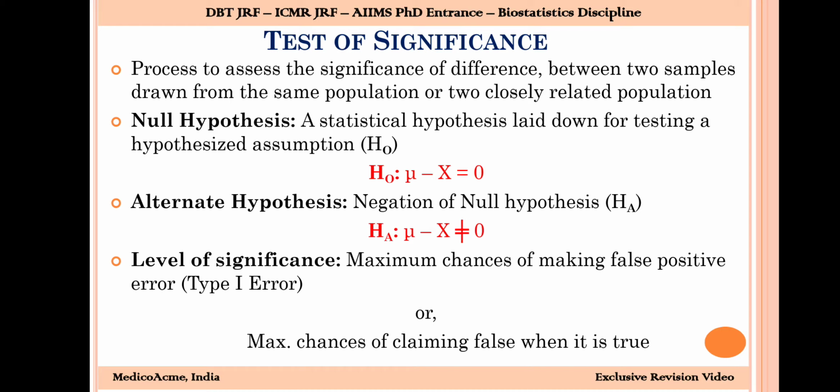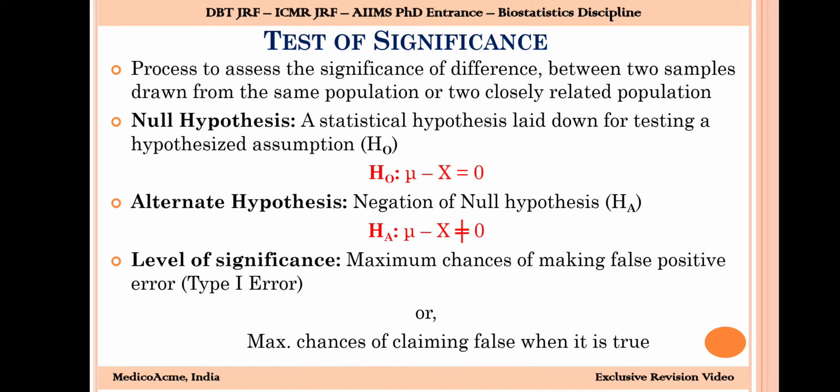Test of significance is basically described by the null hypothesis. The null hypothesis, or generally simply the hypothesis, is a statistical hypothesis laid down for testing a hypothesized assumption, and it is denoted by H0. H0 is the standard convention to represent it. So mu minus x: mu can be sample 1 and x sample 2, or mu population 1 and x population 2. The difference between the means, or any parameter of central tendency that we studied in the previous lecture, will be 0, in simple layman language.